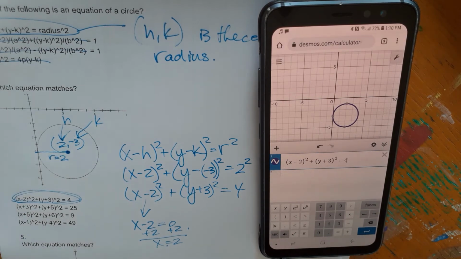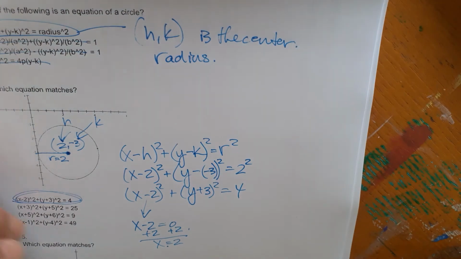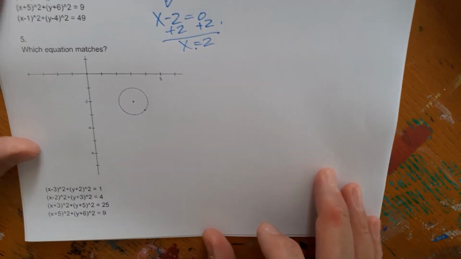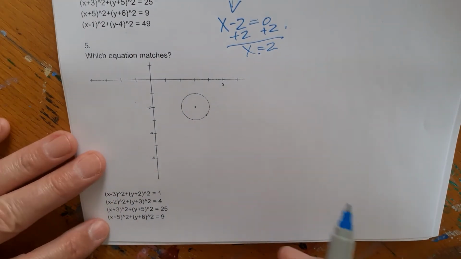Fair enough? Let's keep going. Okay, and we can play with this equation. We'll do it for the different problems, and we'll see the circle change on Desmos. All right, which matches? So let's start with radius.